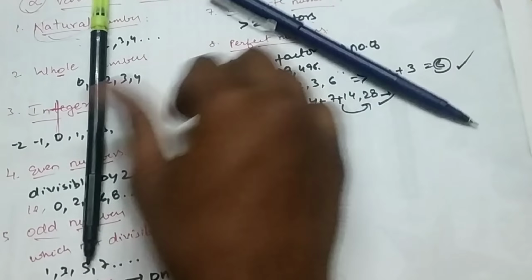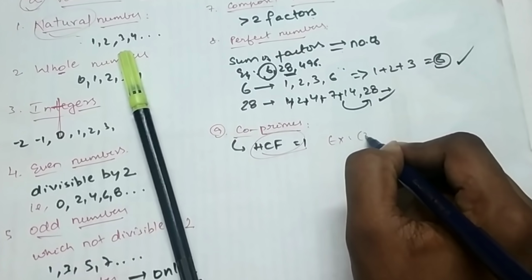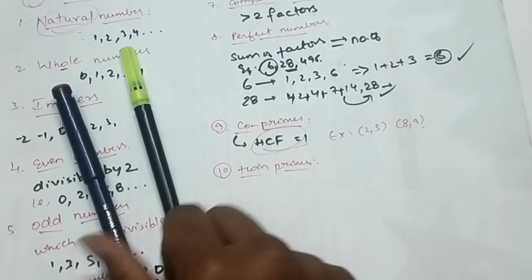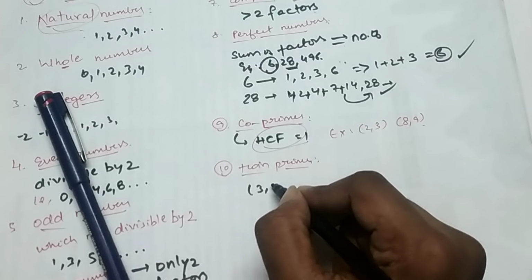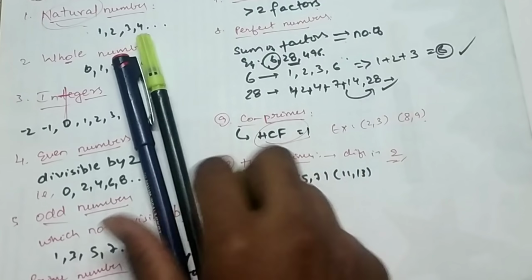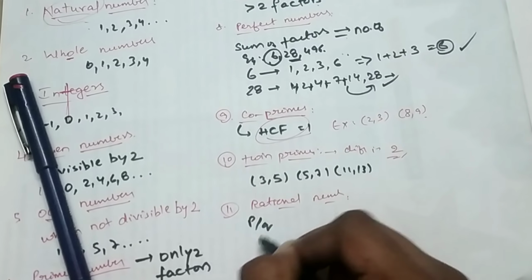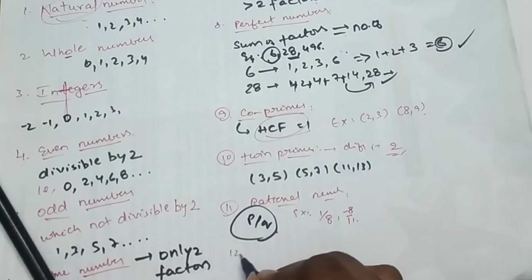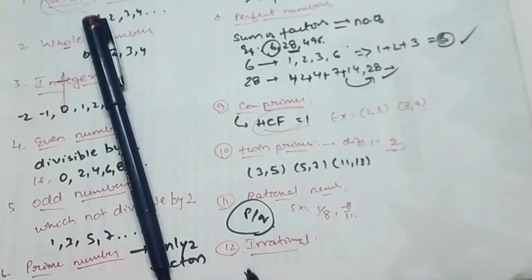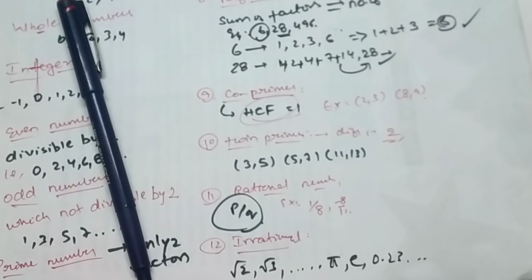So let us see coprimes. Coprimes are numbers whose HCF is equal to 1. Examples could be 2 and 3, and 8 and 9. So let us see twin primes. For twin primes, the difference is 2. Twin primes could be 3 and 5, 5 and 7, 11 and 13. Let us go ahead and see rational numbers. A number that can be expressed as p by q, where p and q are integers, is called a rational number. And irrational numbers are numbers that cannot be expressed in the form of p by q. Examples are root 3, root 2, root 7, root 11.